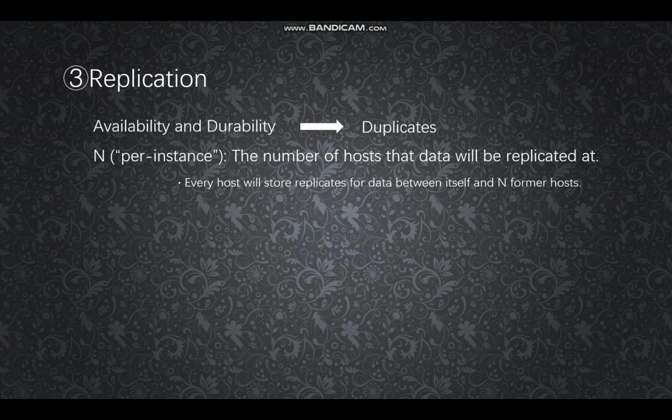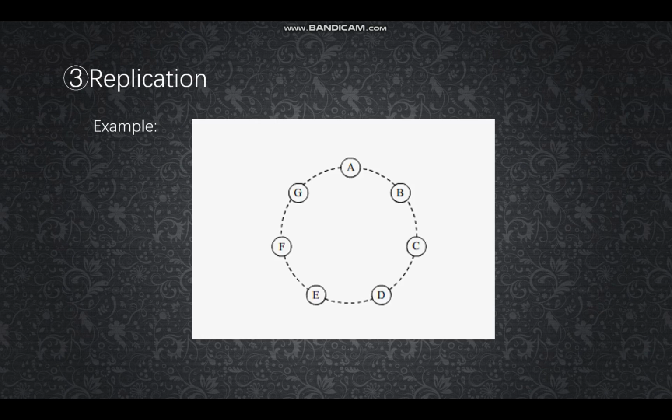Therefore, each host will replicate data between itself and n former hosts. For example, in this system, let's assume n equals 3. So our host B will replicate data between itself and 3 former hosts, which are A, G, and F. Basically, host B is going to store data between AB, GA, and FG.